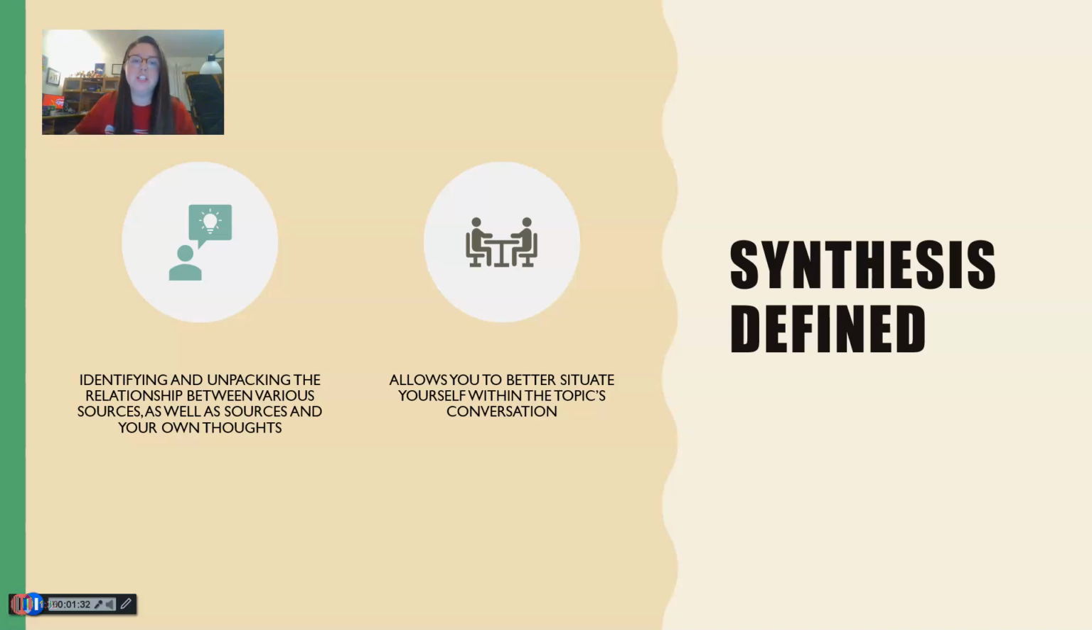Synthesis allows you to better situate yourself within the topic's ongoing conversation. By saying, okay, source A thinks this, while source B believes this, I would say I'm somewhere in between, or I am more inclined to agree with source A, or more inclined to agree with source B. Going back to that spectrum that we discussed last week, it gives us the opportunity to say, where do we fit in? Where do our own thoughts and ideas, informed by our own cultures and experiences, situate us among everyone else talking about this topic?